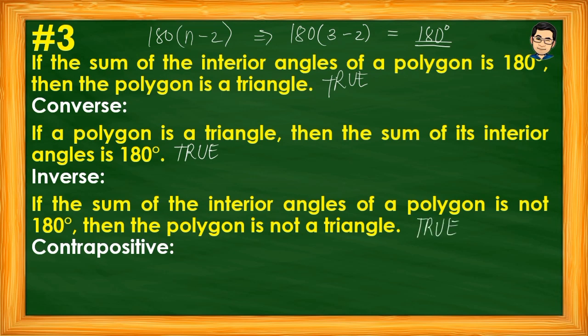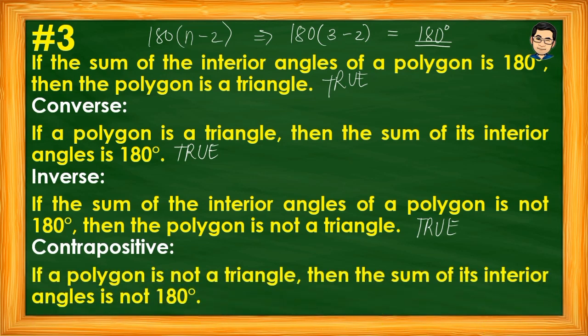And then yung contrapositive statement naman niya, if a polygon is not a triangle, then the sum of its interior angles is not 180 degrees. So kung yung given polygon po natin ay hindi naman po triangle, malamang din na yung sum of its interior angles ay hindi rin 180 degrees. So this is also a true statement.